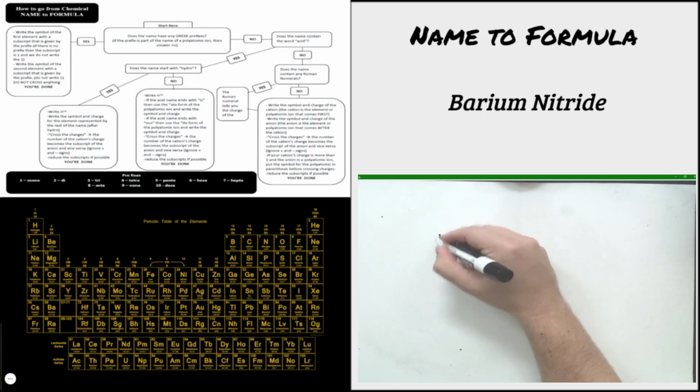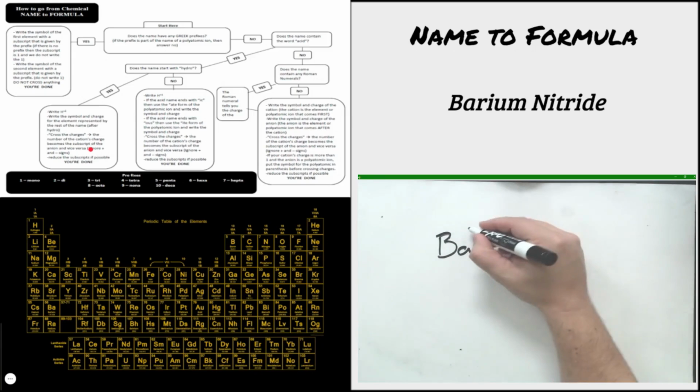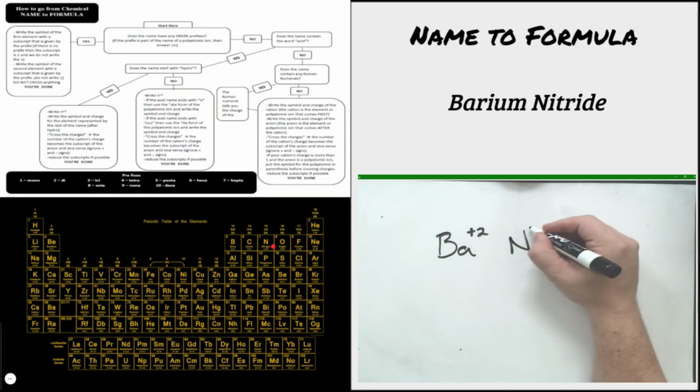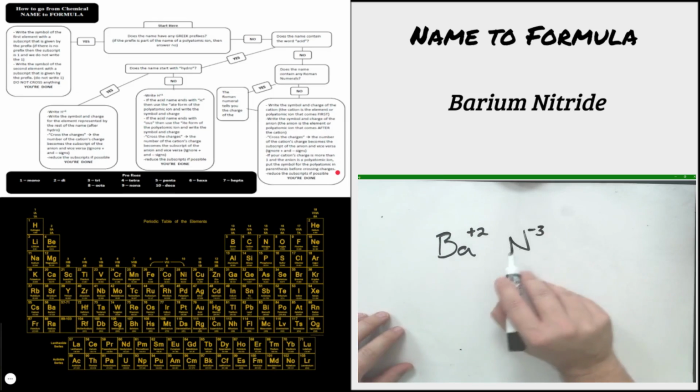Well, barium has the symbol of Ba, and barium is in group 2 on the periodic table. All right, it's over here in group 2 on the periodic table. So it has a charge of +2. So I have written the symbol and charge of the cation. Now I'm going to write the symbol and charge of the anion. All right, so nitride is going to be an element. Nitride is from nitrogen. So I'm going to write N, and nitrogen is here in group 15, so it has a -3 charge. So I've written the symbol and charge of both the cation and the anion.